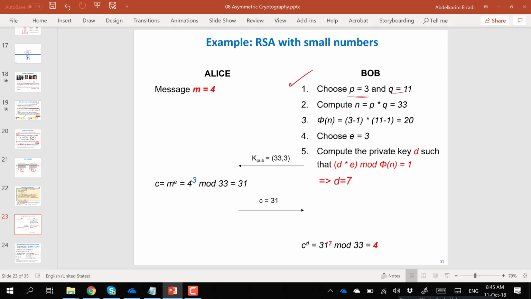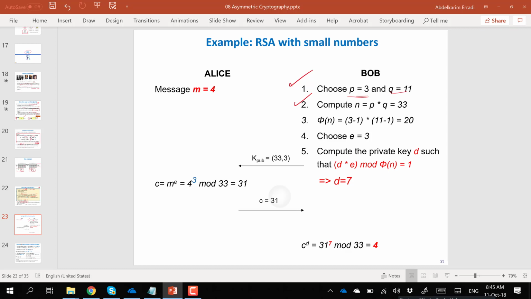Step 2: compute N. What is N? P times Q. Now at least we have one part of the public key, which is N. The second part of the public key is E. How do we pick E? We pick any number.